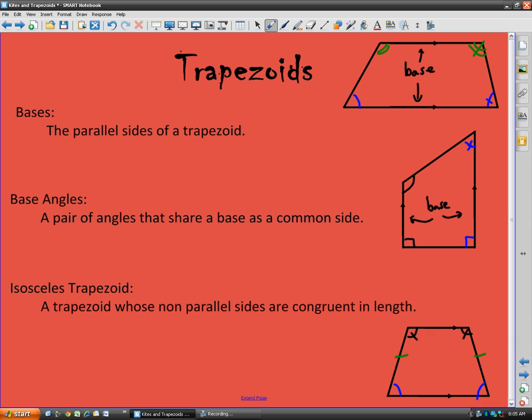And so this concludes our definitions of trapezoids and kites. If you have any questions, please come to class prepared to ask them, and we will learn more about these in class.